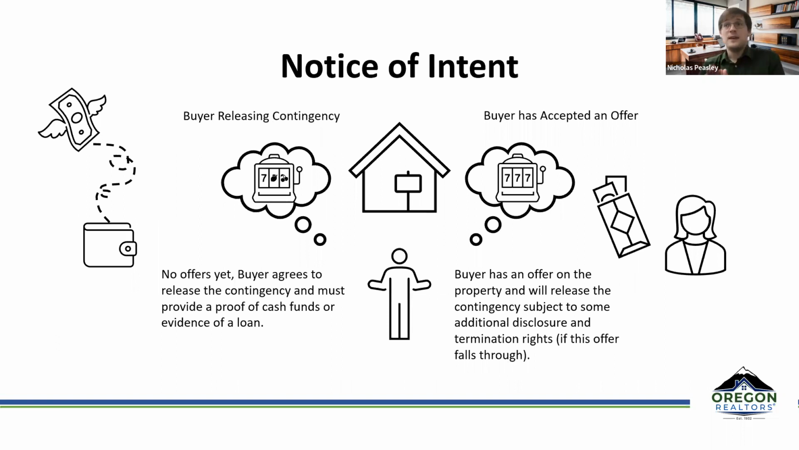The notice of intent for the buyer's side, the intent to proceed, takes you in 2 directions. Either the buyer has no offers yet, they agree to release the contingency and have to find some proof of cash funds, or they have an offer that was accepted, money is there, they have enough to purchase the transaction. That's what Section 9 is used for. Either one of these situations: I can figure out how to pay for it, or I can already prove to you that someone put an offer on it and I can pay for the property.